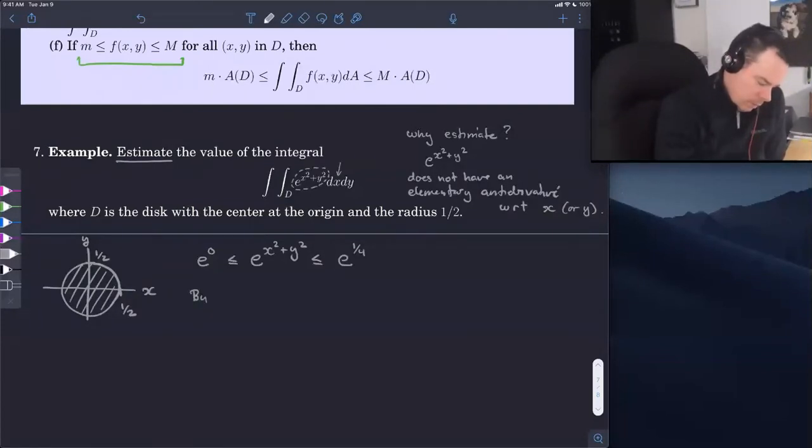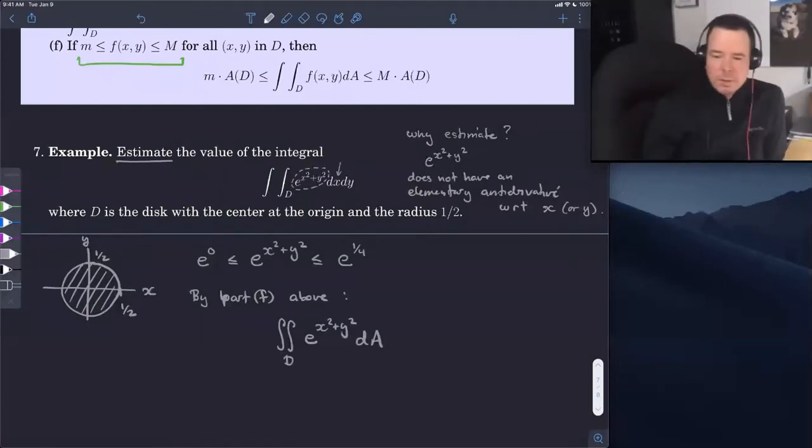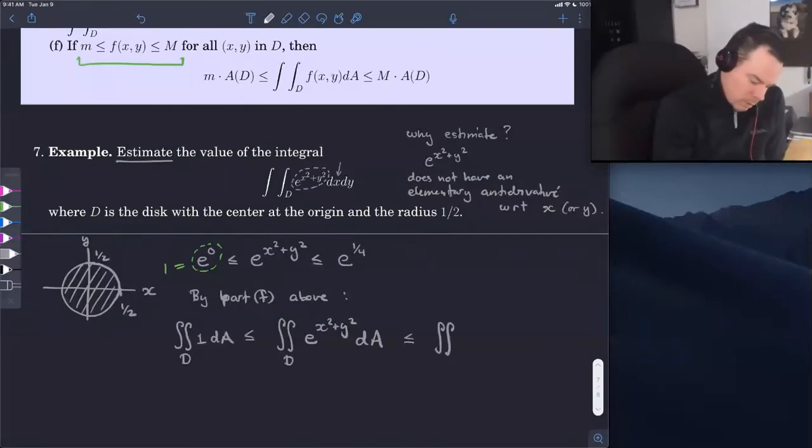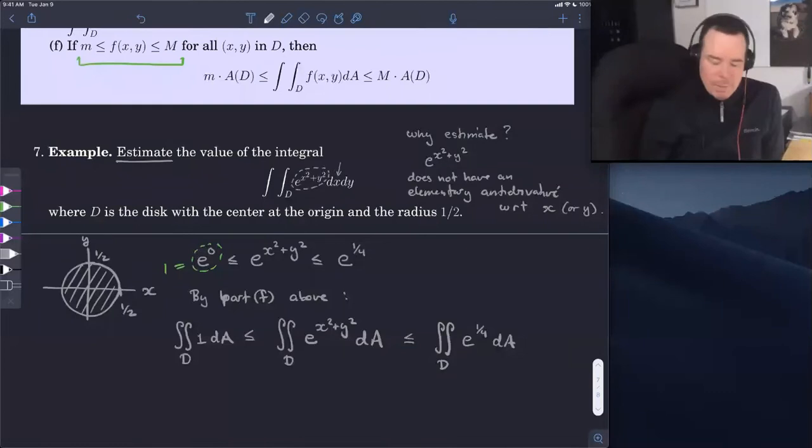And so by part f above, we have that the integral over this domain, I'll just write dA here for our area element, so that integral, which we're trying to estimate, is trapped between, and I'll do one more thing here, e to the 0, that's just 1. So this is trapped between the integral of 1 dA and the integral of e to the 1/4 dA. So that's by part f. We know that it's trapped between these two values.